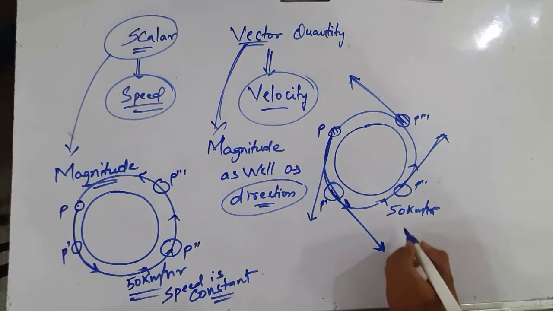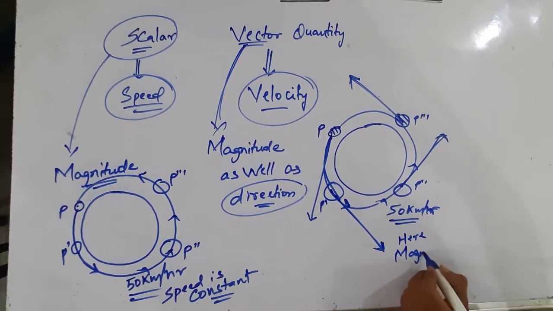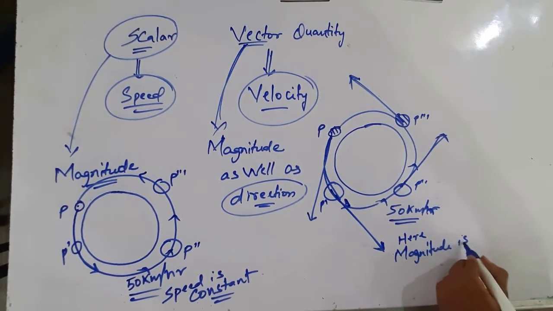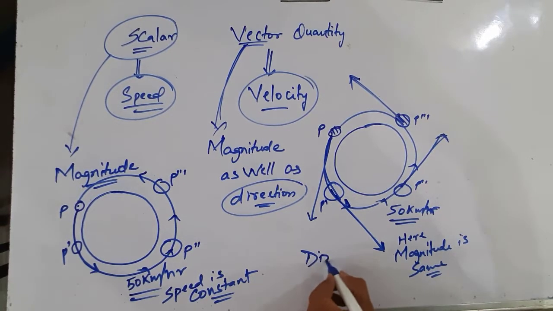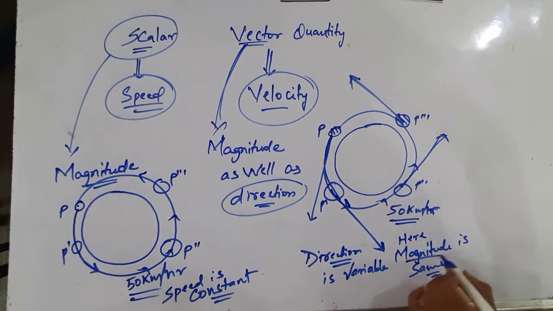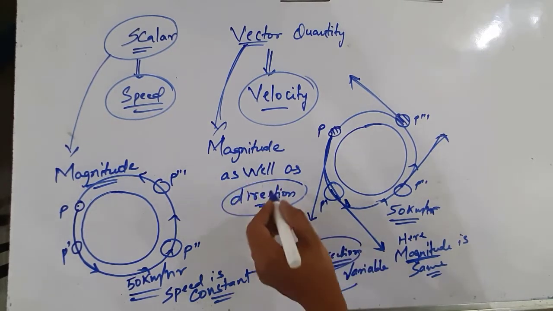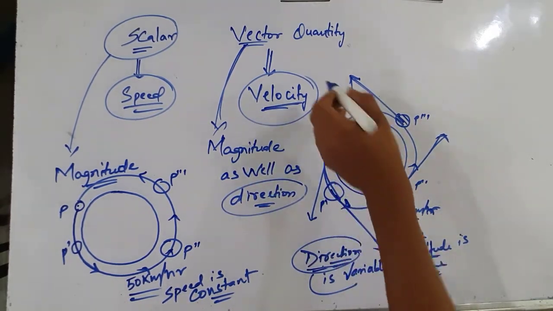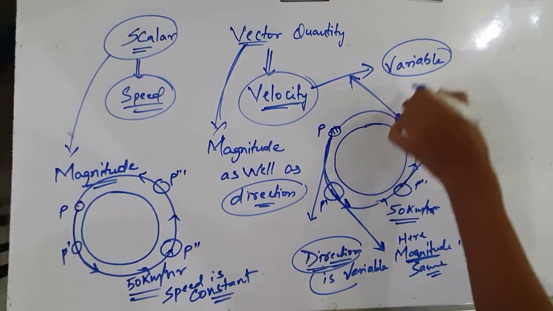Since the magnitude is the same, but if we talk about direction, the direction is variable. So the magnitude is the same, but the problem is that the direction is variable. Since the direction is variable, the velocity is not constant, it is variable.